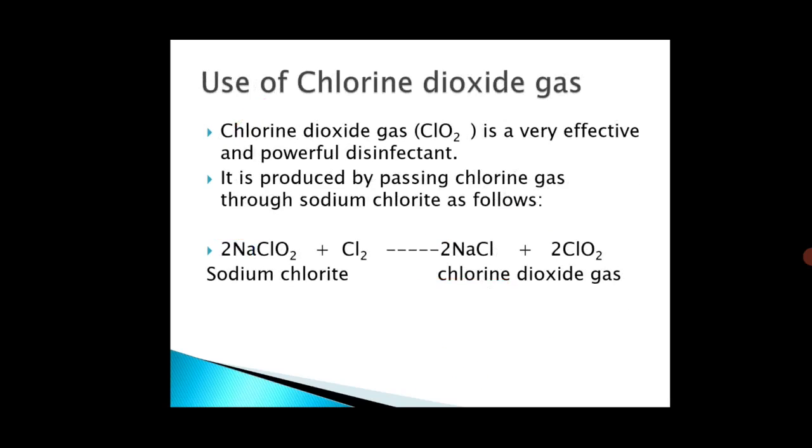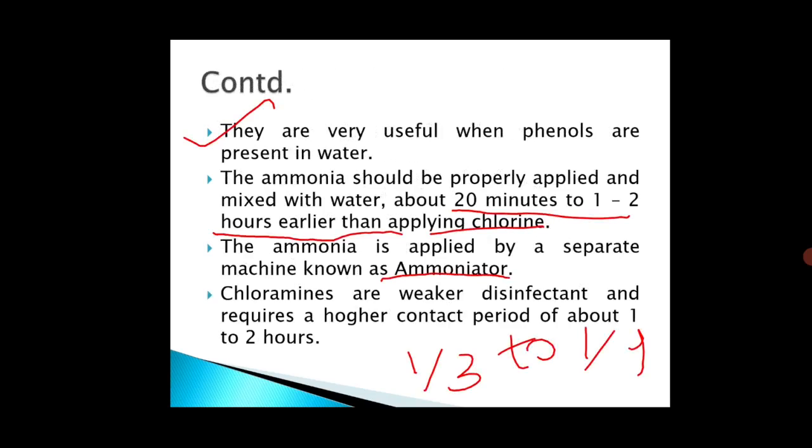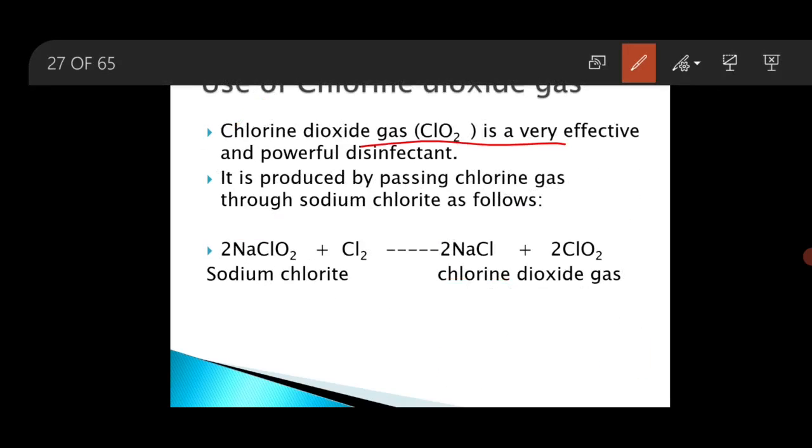Next we will discuss the use of chlorine dioxide gas. The chlorine dioxide gas, that is ClO2, is a very effective and powerful disinfectant. It is produced by passing chlorine gas through sodium chloride. This chlorine dioxide gas is costly and very unstable and has to be used immediately after its production.